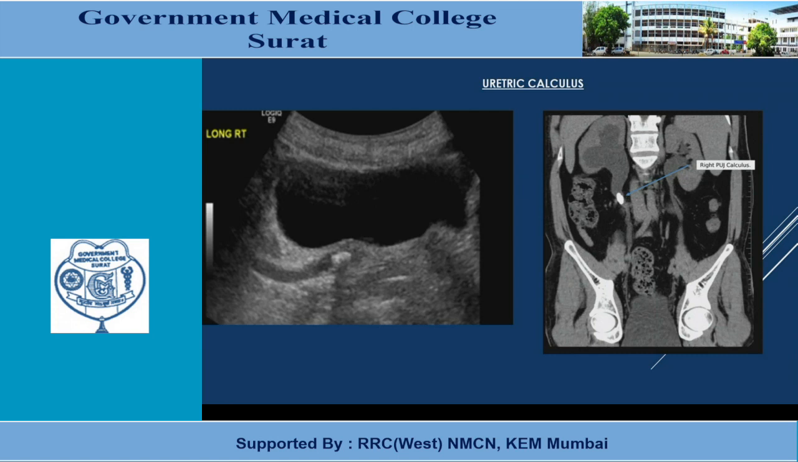This is a reconstructed CT KUB coronal image showing a large radio-opaque calculus at the pelvic-ureteric junction causing moderate to gross hydronephrosis. Also you can note the thinning of the renal parenchyma as compared to the left side. So CT scan is helpful for showing perirenal stranding or cortical thinning.